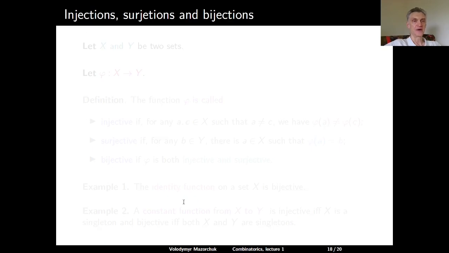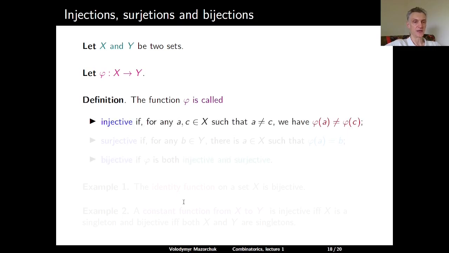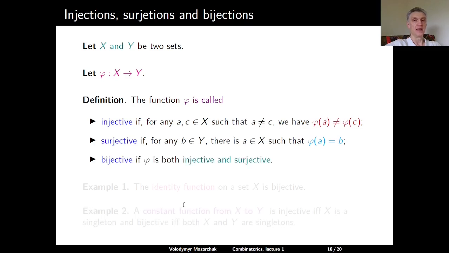And finally, let us define the notions of injective, surjective, and bijective functions. So let X and Y be two sets, and let phi be a function from X to Y. Definition. The function phi is called injective if for any elements a and c in X, which are different, we have that phi of a is different from phi of c. The function phi is called surjective if for any b in Y, there is a in X such that phi of a is equal to b. And the function phi is called bijective if phi is both injective and surjective.